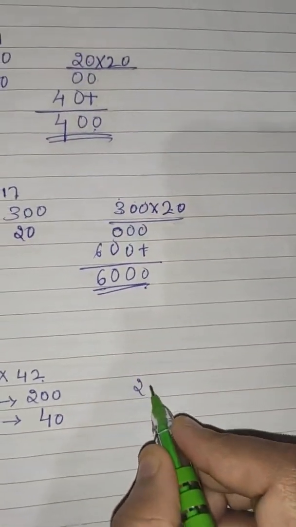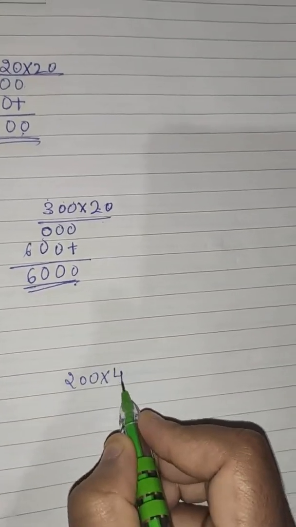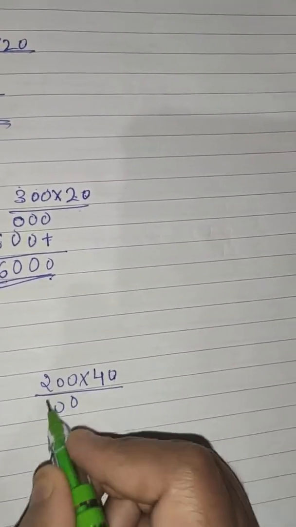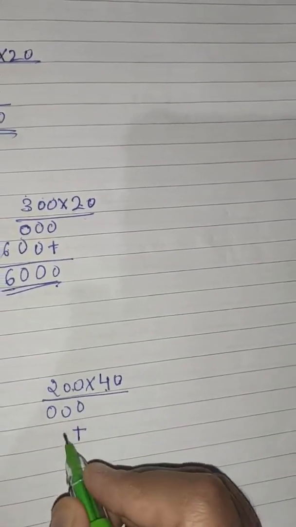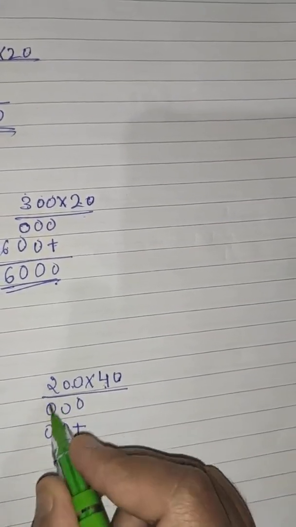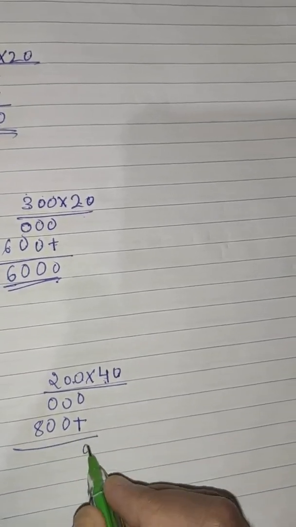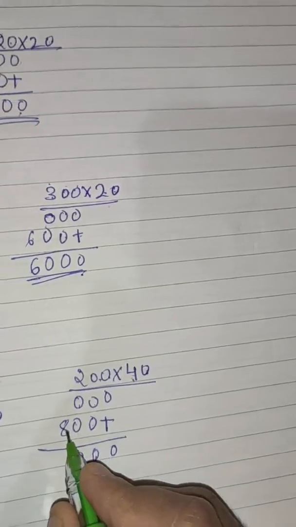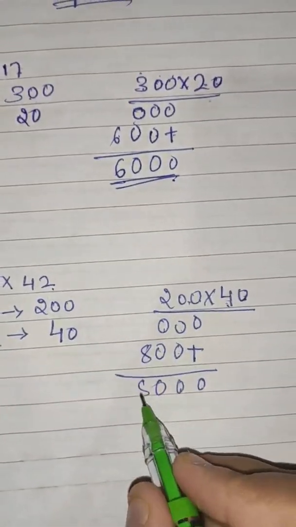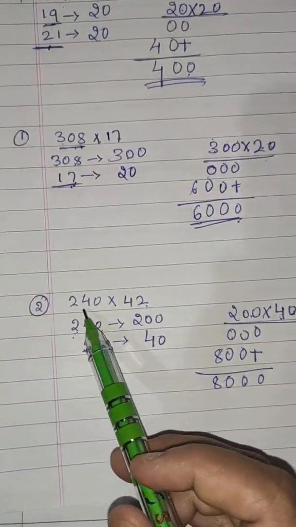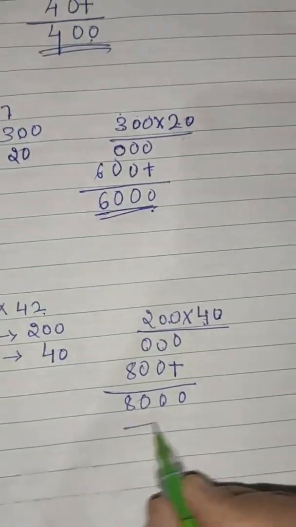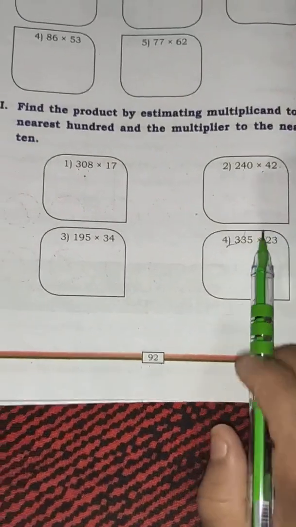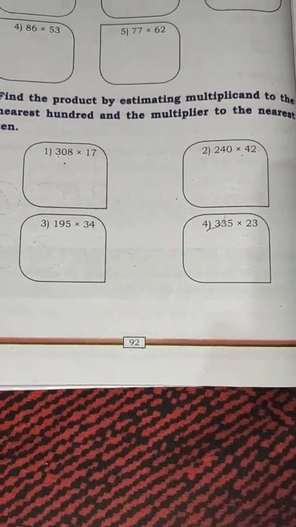So let's multiply 200 into 40. So 0 is 0, 0, 0, 0 3s are 0, plus 400, 4 2s are 8. So 0, 0, 0 plus 0 is 0, 0 plus 0 is 0. So 8 is 8. So what is the estimated product of both the numbers? It is 8,000. Understood, children? So in the same way, you just try to solve it by yourself.